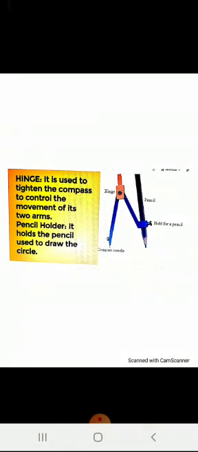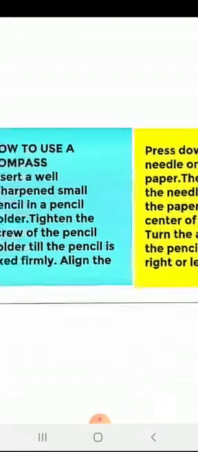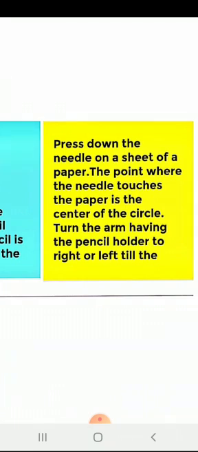How to draw a circle? Let us see how to use this compass to draw a circle. Now insert a sharpened pencil in the pencil holder. Tighten the screw of the pencil till the pencil is fixed tightly. It should be fixed. Now press down the needle.